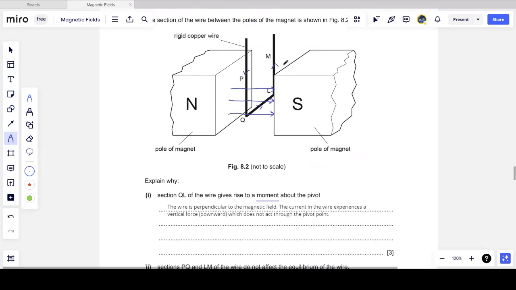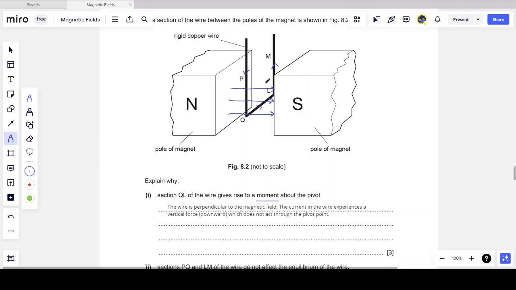But again, if we think about this, I have a current downwards in PQ and upwards in LM. If I have a current down, my middle finger is downward, and my index finger from left to right, but from LM, my current now flips direction. My middle finger points upward, but my index finger remains the same. So on PQ, I have a force that is pulling out of the page, and on LM, I have a force that's pushing into the page.